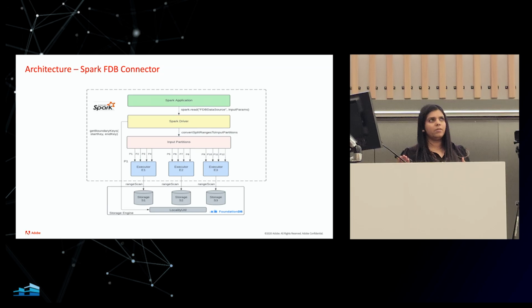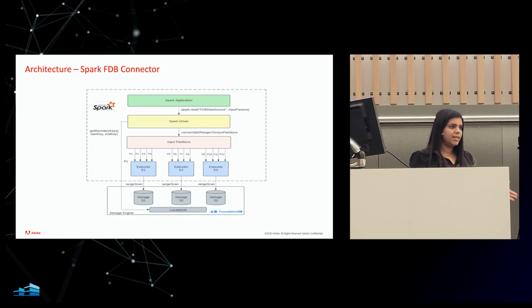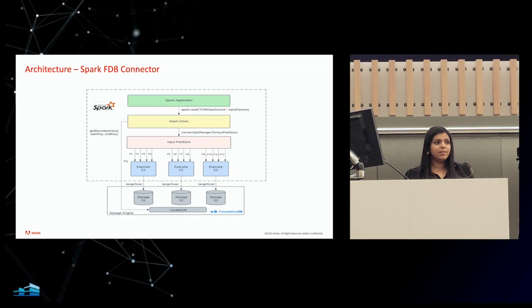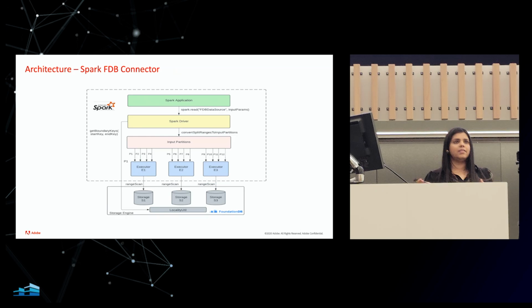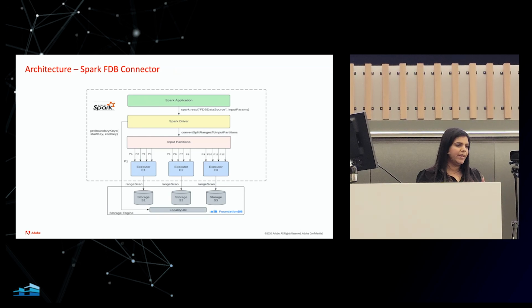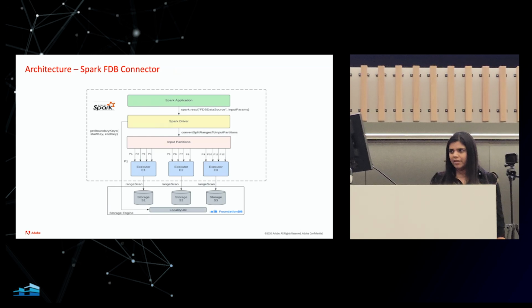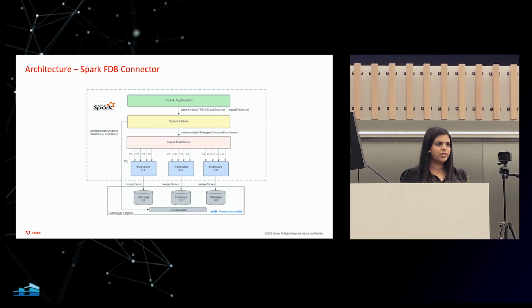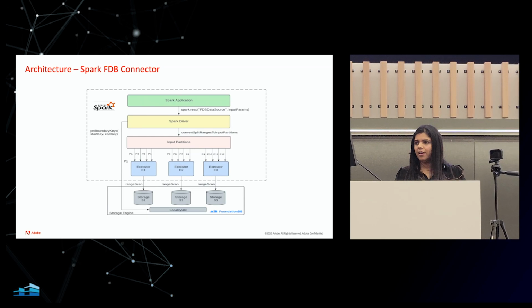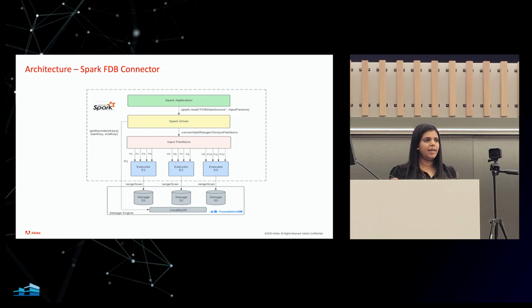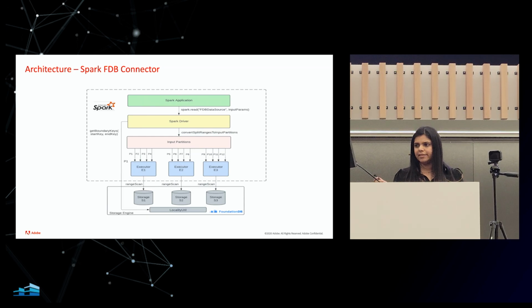Executors is a typical worker in a Spark cluster. It does the actual data processing, and in our case, the scanning and doing a range read is what the executor will do. And then finally, the last component is FoundationDB, which is the key value distributed fault-tolerant database. And it is typically distributing data across different storage nodes, as you can see here.